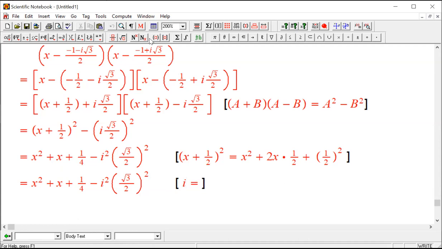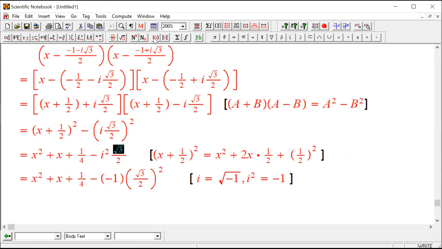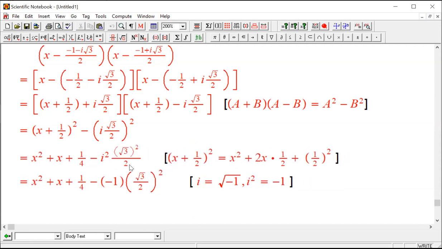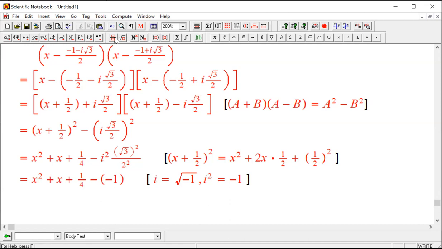i is equal to the square root of -1. So if I square both sides, i squared equals -1. So i squared is equal to -1. Now, √3 over 2 squared: if I open up the parentheses, I square the top and I square the bottom. So what do I get? I get 3 over 4.